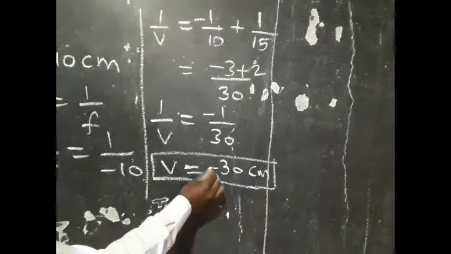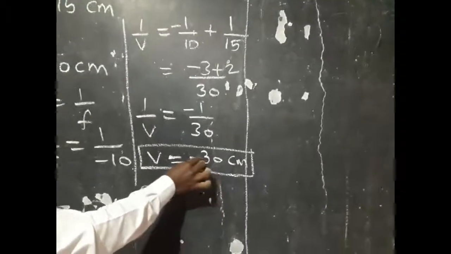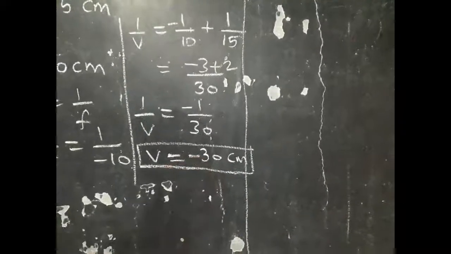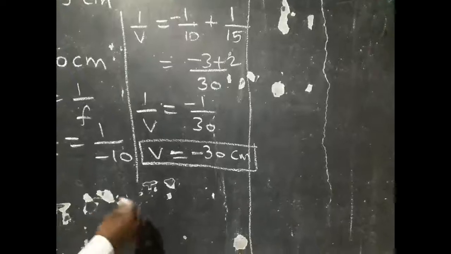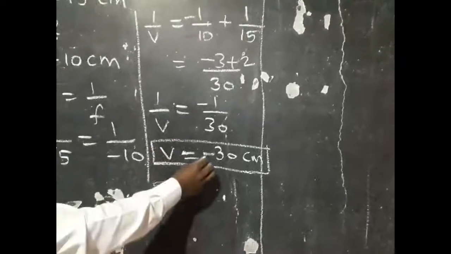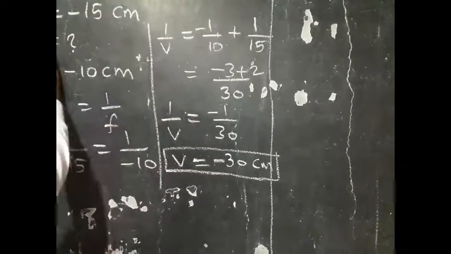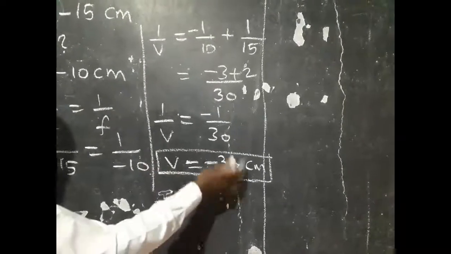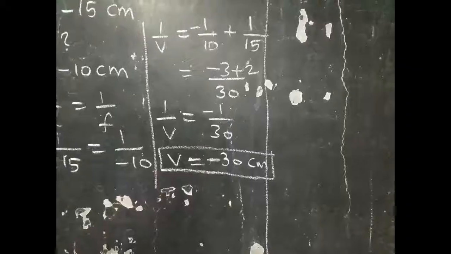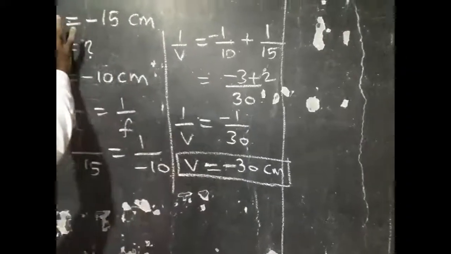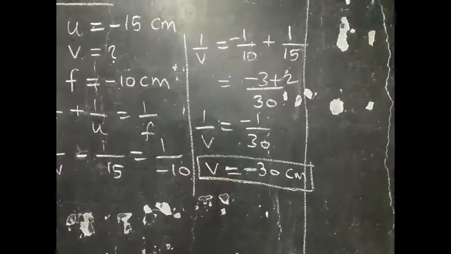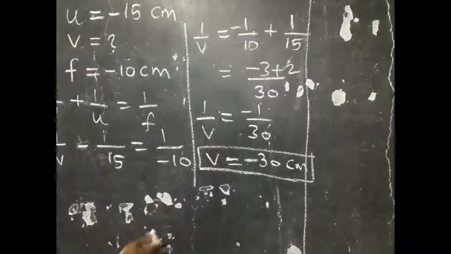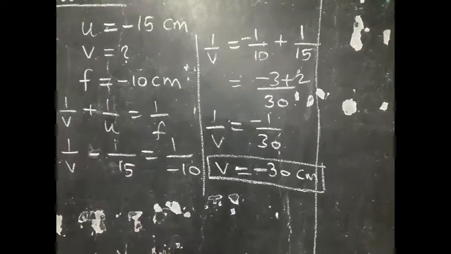The negative sign indicates that the image is on the left side of the mirror. The object is also on the left side of the mirror, and the negative sign indicates the left side of the mirror. Now we know u and v, so we can easily find the size of the image.